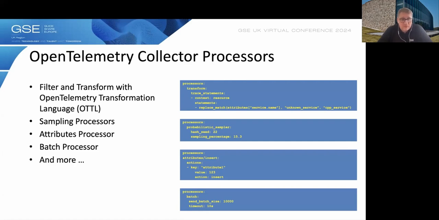And then we have attributes processors and batch processors. So they essentially, like we spoke about, allow you to have attributes ingested or modified, or batches of telemetry data being created so that it is sent to the target.